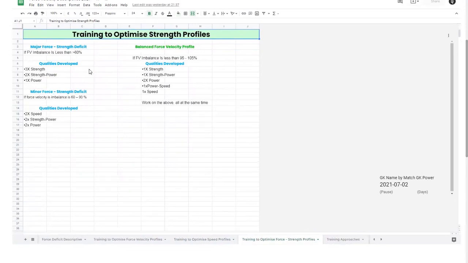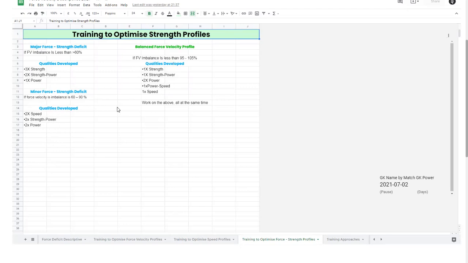This is strength profiles, so training to optimize strength. If you've got a major force strength deficit, which is less than 60%, these are the qualities developed. Of course, there's much more emphasis on strength. If you've got a minor strength deficit, then the emphasis switches towards more speed.